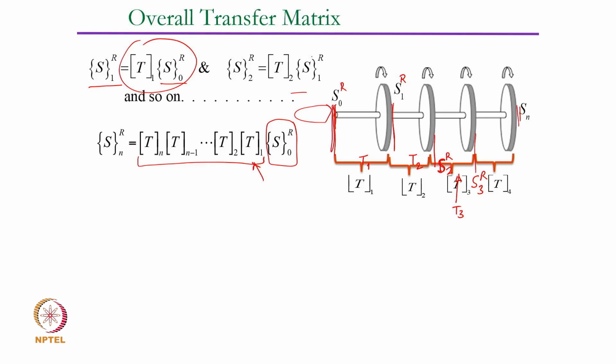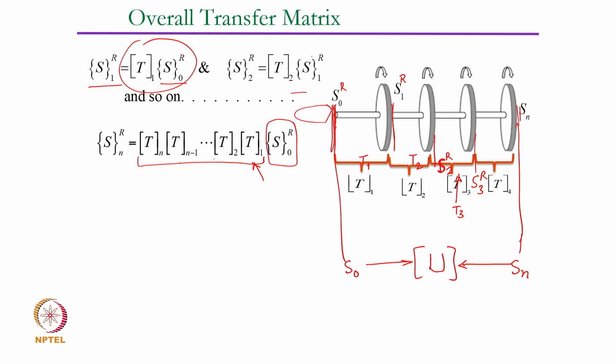What happens? You basically will have to now keep multiplying all of these transfer matrices. Ultimately, this state vector will now get related to this state vector. So, Sn will get related to S0 through a transfer matrix which is going to be a product of Tn, Tn minus 1, Tn minus 2 up to T1. This entire matrix, if I call that an overall transfer matrix U, that matrix will relate these two state vectors.